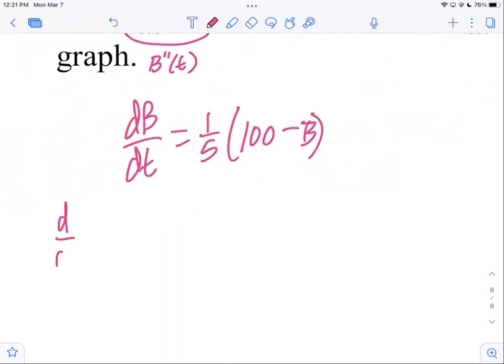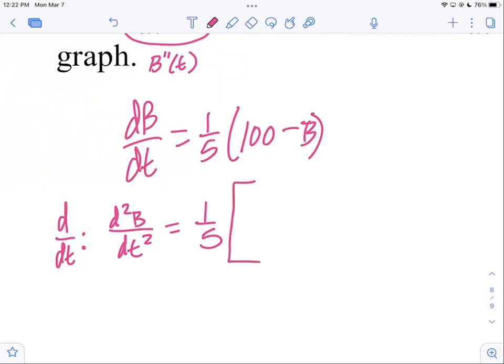Now I'm going to take the derivative of both sides with respect to t. And how do I show it? d/dt, right? So what's the derivative of the left? Well, it's d squared B over dt squared. 1/5 goes along for the ride. So you could do 1/5 times a beefy bracket. I like to put the beefy bracket, it keeps the constant multiples from sneaking in. No, you stay out front.